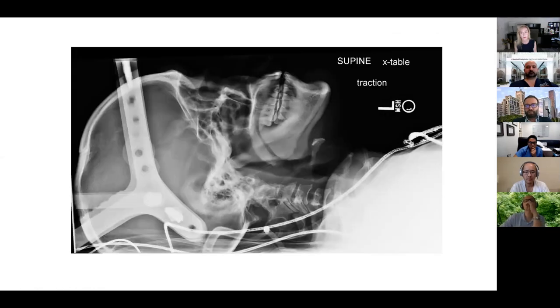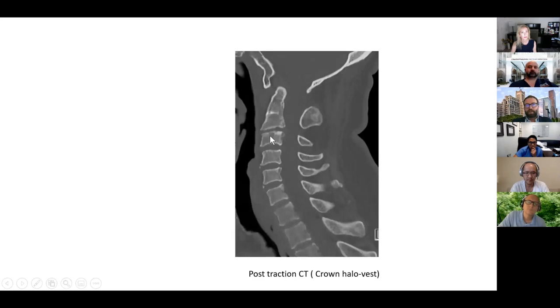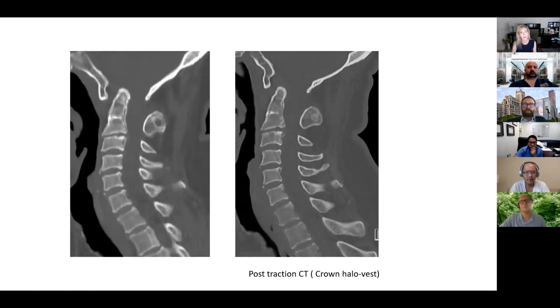So we tried traction, and that's the lateral image here. You definitely can't see anything here, so you want to lock them in a halo and then get a scan to see if you're happy with the reduction. So this is the post-traction, and that's the pre-traction. Let's compare. This is McRae's line. It's usually from the basion to the opisthion, but we're going to use this line here compared to here. And you can see significant reduction.